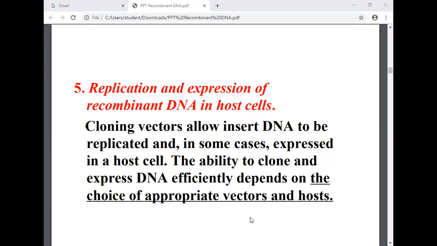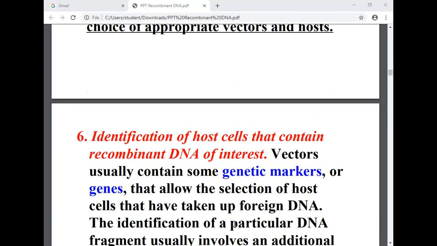So for getting it easier, we have to select some vectors and host cells which are easily manageable, and from where we can easily obtain those recombinant DNAs, those segments which have been engineered by us, right? So in vectors, as mentioned even in these slides, we will see there are bacteriophages, yeast, different kinds of viruses. We will discuss all those types which are being used in these processes in detail.